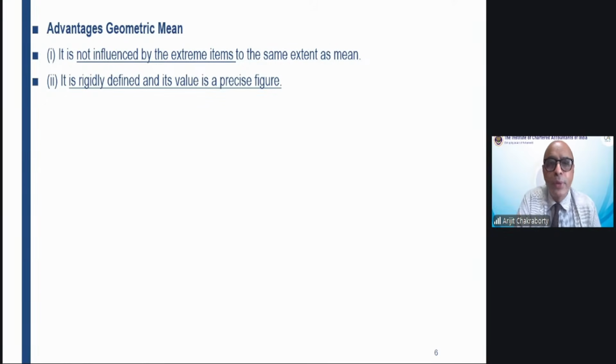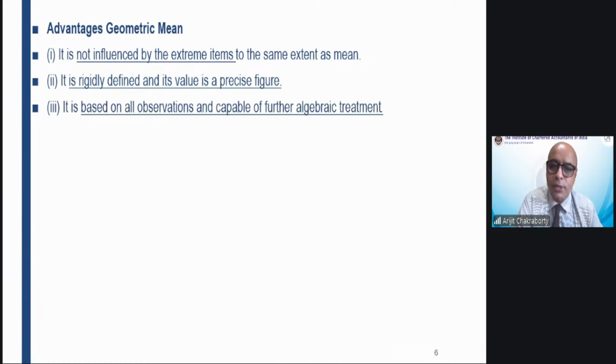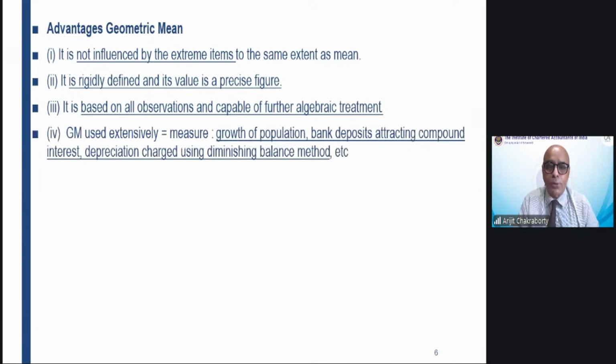So geometric mean definitely meets this expectation. It is defined in a rigid manner. There is no room for any type of confusion or misunderstanding. And the value we arrive at is a precise figure. Plus, just like arithmetic mean, geometric mean is based on all observations. Plus, it is further amenable, it is capable of further algebraic treatment, analysis, interpretation.